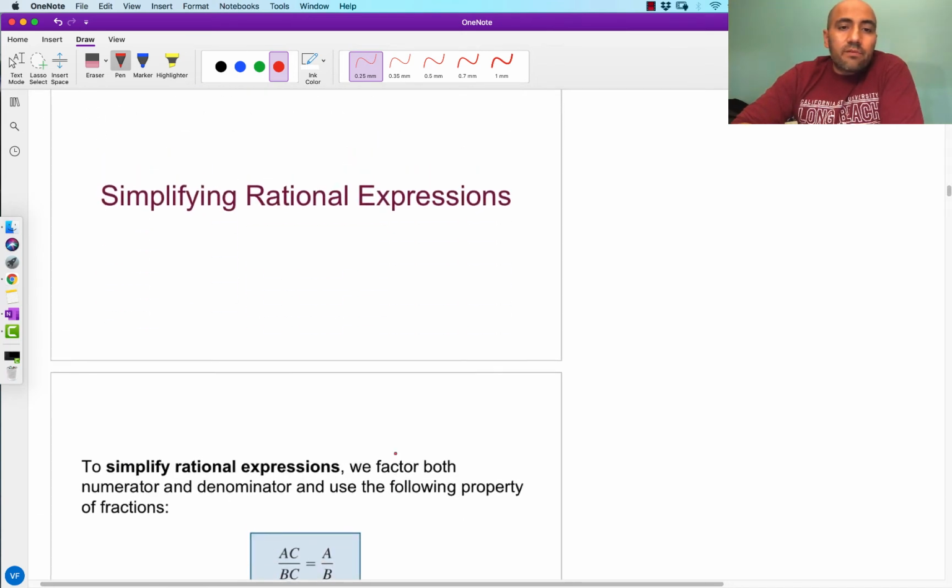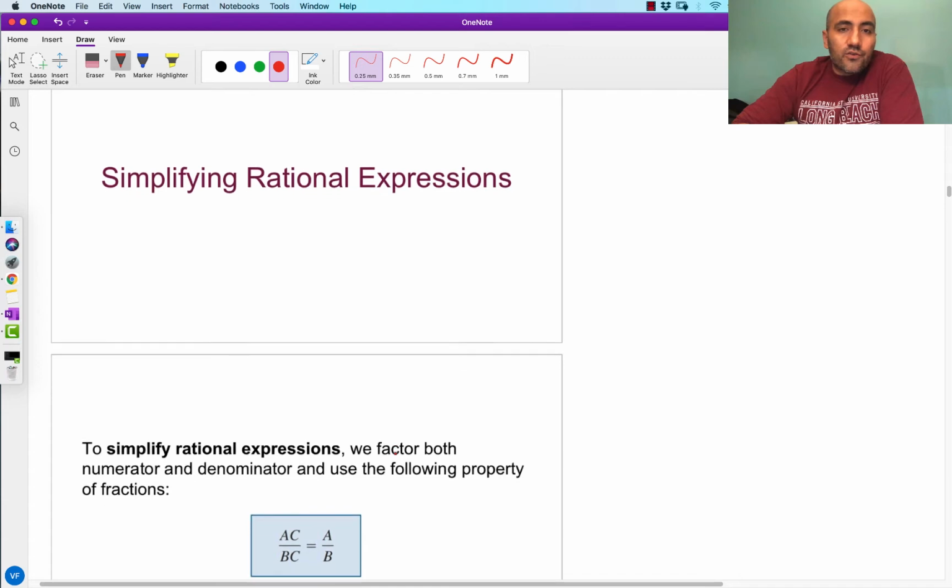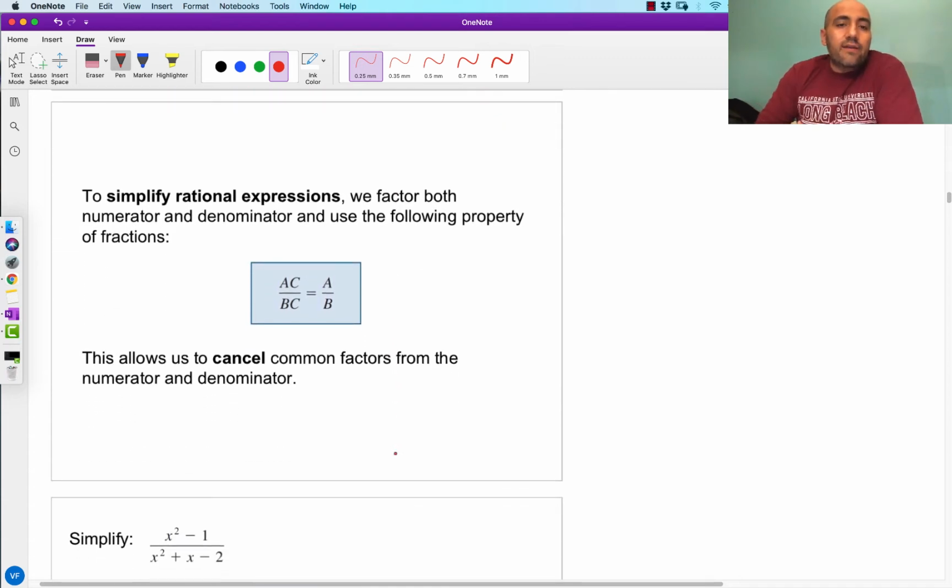All right, moving on. Simplifying rational expressions. Super easy. All right, so to simplify a rational expression, we factor the numerator and the denominator, and use properties that allow us to reduce or cancel a common factor. So in this little example, we see we have a product AC divided by a product BC, right? Multiplication. The C over C obviously can be reduced. C over C equals 1. So therefore, this just equals A over B. Right? That's what this is saying.